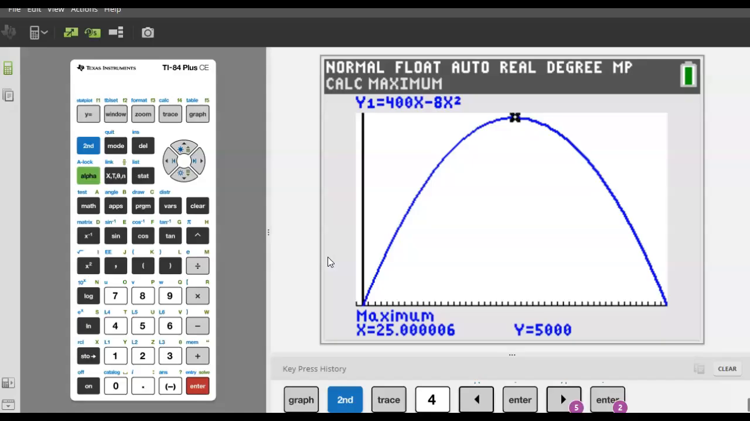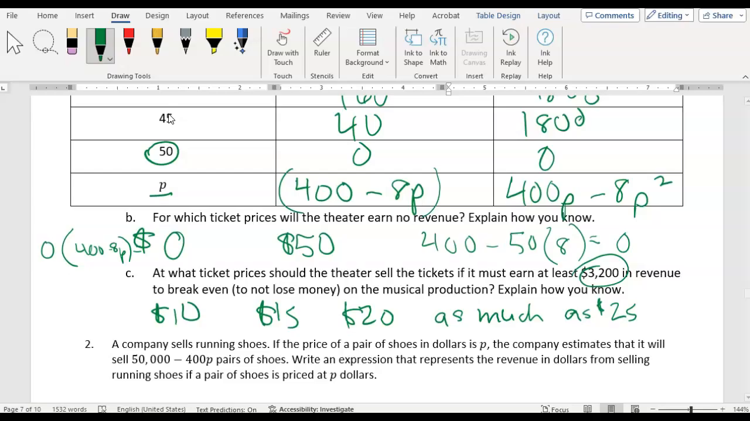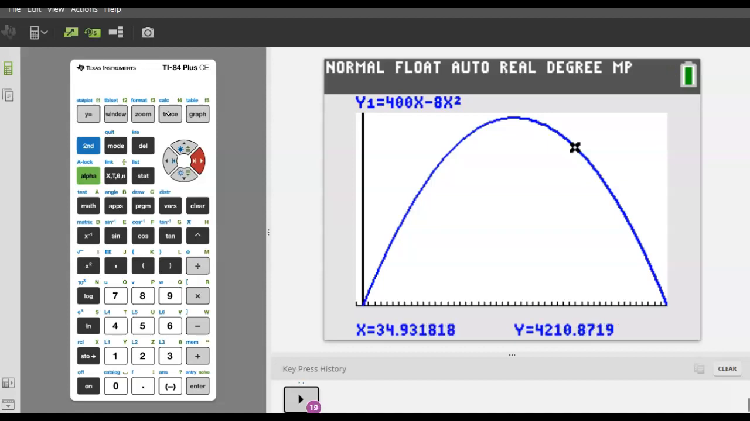However, then also, if I go to the right of that, so let's do trace so I stay on the line here. If I go to the right of that, as I go down, I'm looking to see where the Y gets below 3,200, because we want everything to be above 3,200. So that's going to happen right about here at $39, it looks like, between $39 and $40.